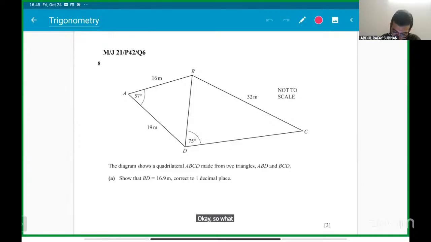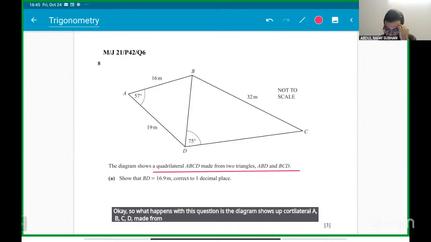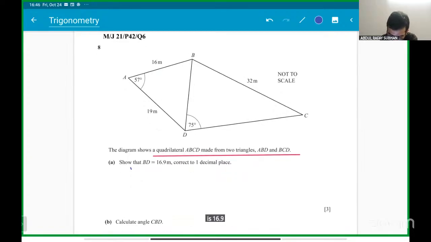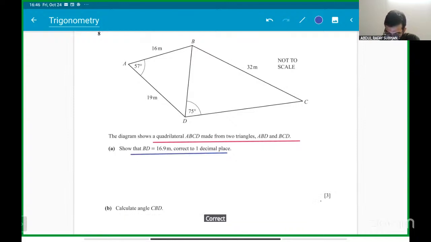Okay. So what happens with this question is the diagram shows a quadrilateral ABCD made from two triangles, which are ABD and BCD. ABD is one triangle and the other triangle is BCD. The first part says that we have to show that BD is 16.9 meters, correct to one decimal place, for 3 marks.